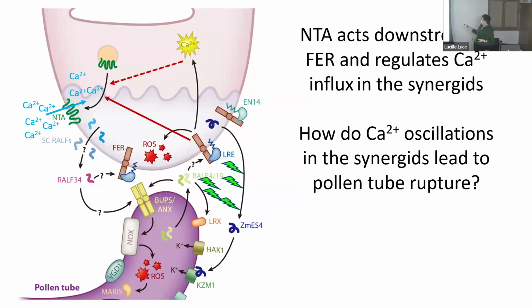It regulates calcium influx into the synergids. Another question we're trying to answer in my lab is, how do those calcium oscillations in the synergids lead to pollen tube rupture? Stay tuned, that's a really hard question to answer. But we think it might actually be related to not what's going on in this cell, but what's actually going on outside. So maybe we're depleting calcium outside the cells, and that's allowing cell wall changes to occur that are then going to let that pollen tube burst.